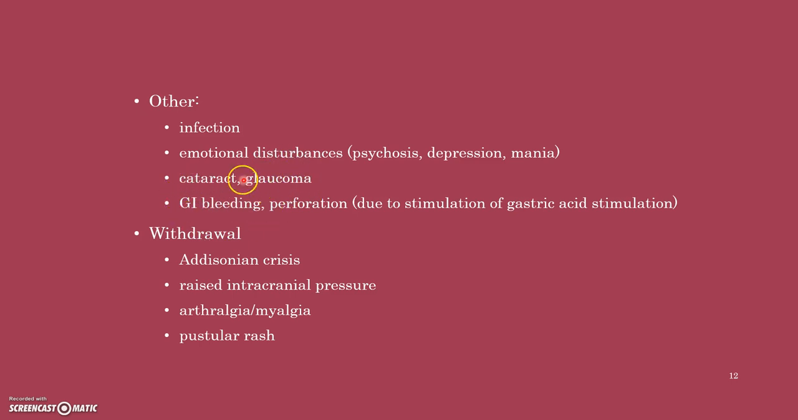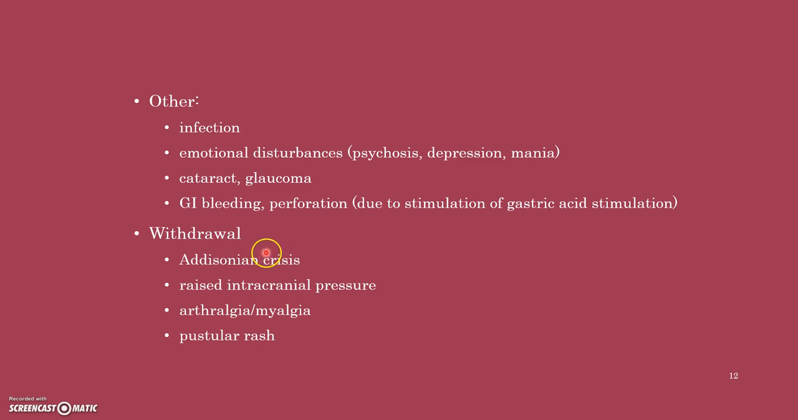We also see increased incidence of GI bleeding and perforation due to increased hydrochloric acid secretion. When pepsin is stimulated to secrete hydrochloric acid, and there is an increase in that, you might see GI bleeding and perforation.